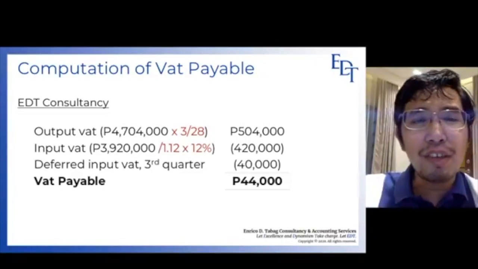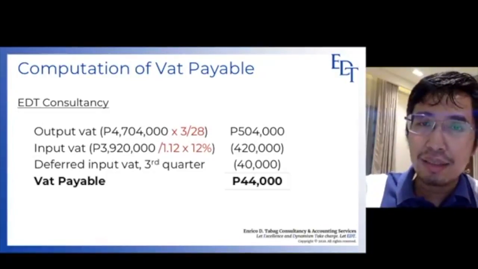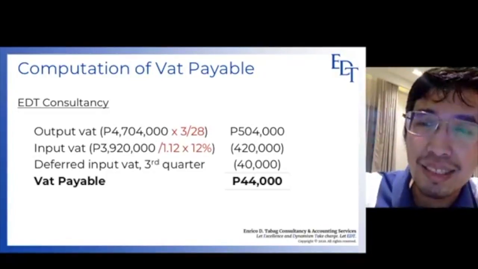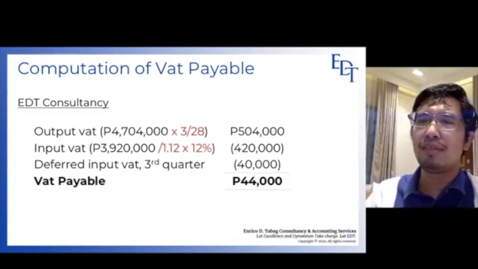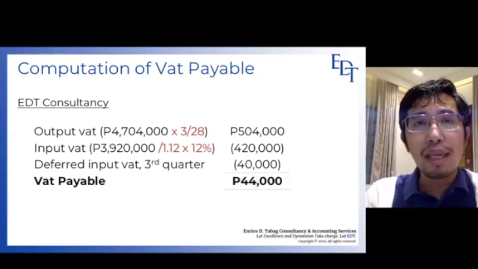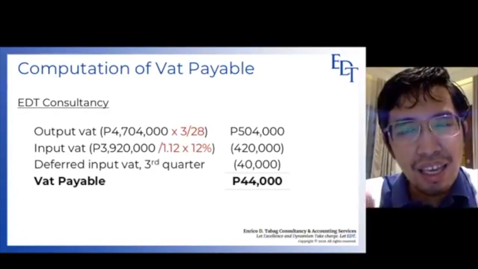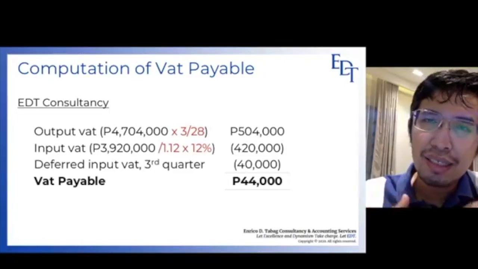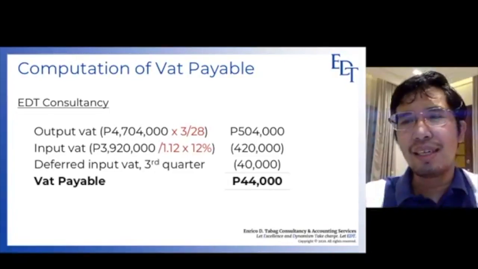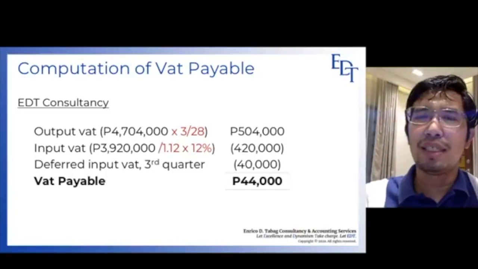So, in this particular problem, mas malaki pa rin ang output VAT. So, therefore, yung excess ng output VAT ang i-remit sa BIR, 44,000. So, I hope maliwanag. That is your section 106A, subparagraph 1, and 108A of the tax code. The sale of goods and the sale of services.